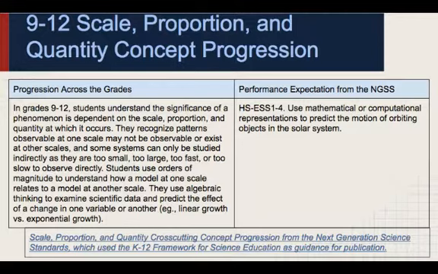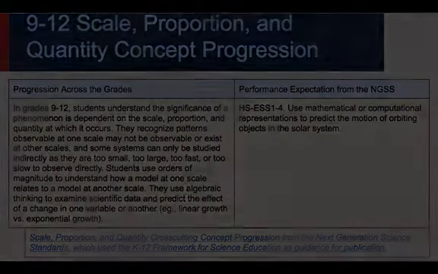Use mathematical or computational representations to predict the motion of orbiting objects in the solar system. The big difference in high school for crosscutting concept number 3 is use of math to solve more difficult problems.